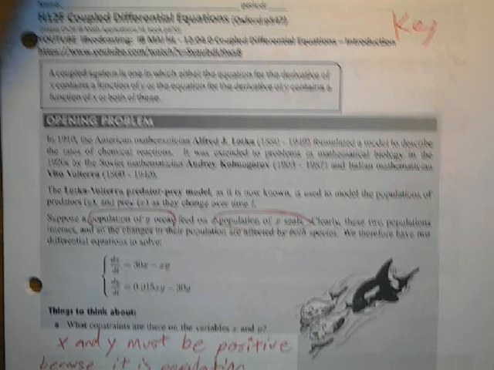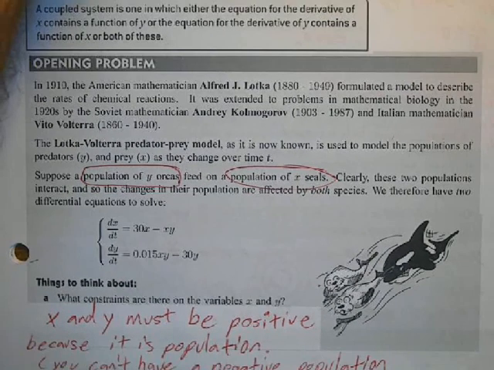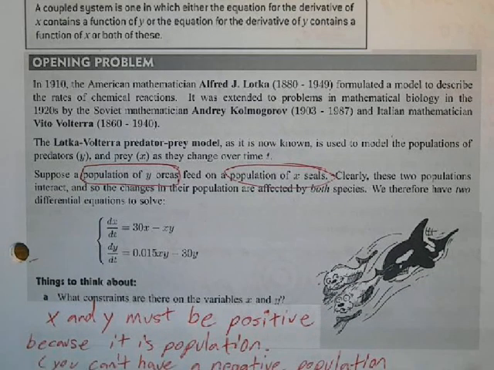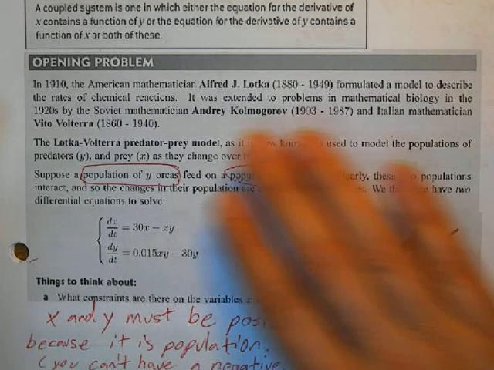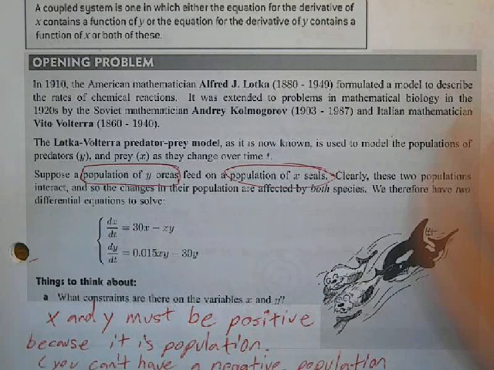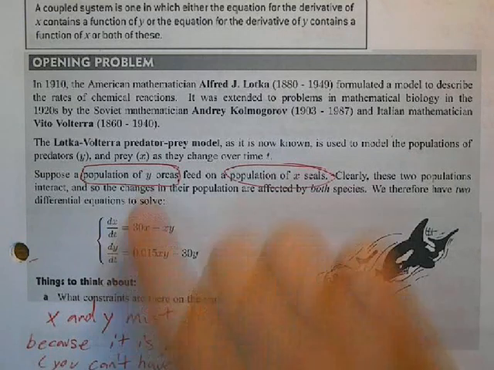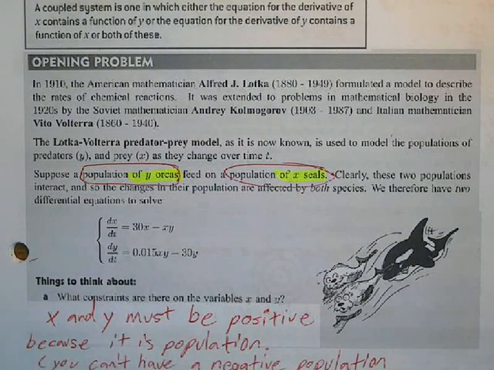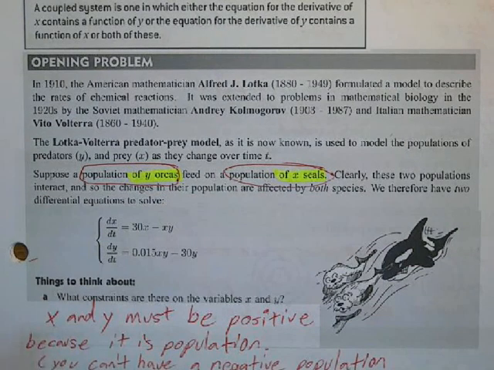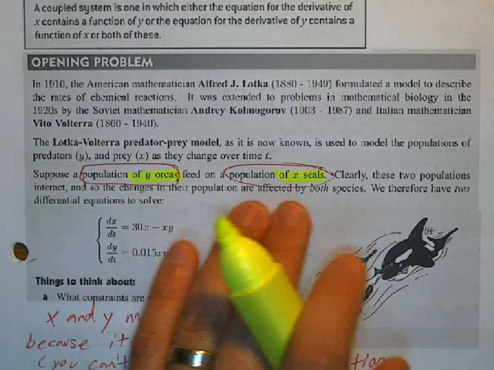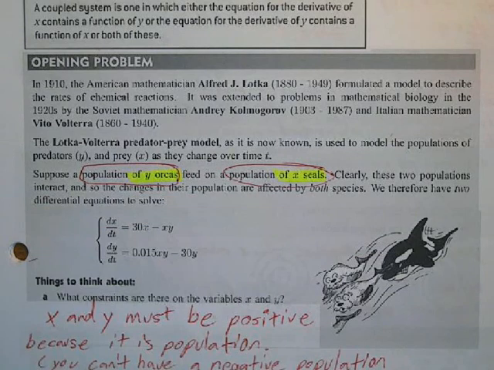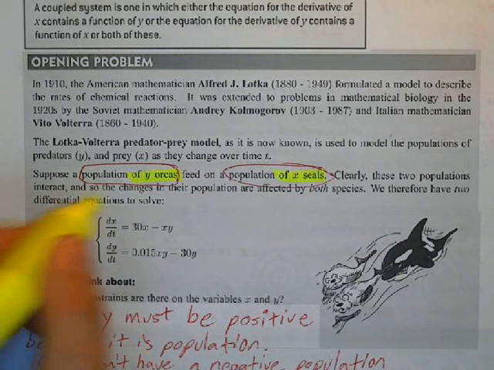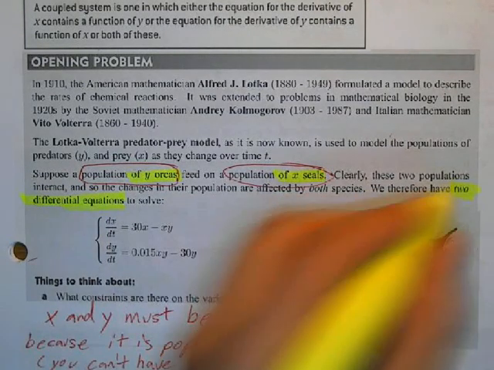So, when Pablo talks about this, he says, look here, we've got the situation, and we've got these scientists. I'll let you read this. But we're going to talk about an example. Suppose we've got a population of orcas and we have a population of seals. These populations interact with each other so that the change of the population affects both species. We therefore have two differential equations that deal with their population.